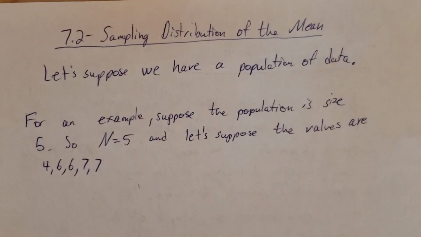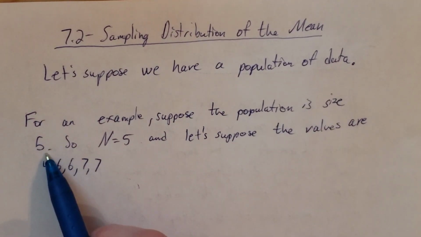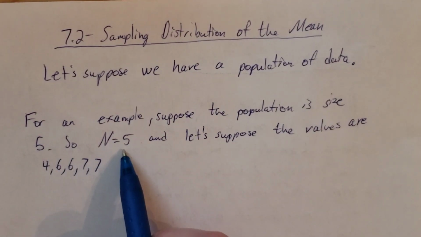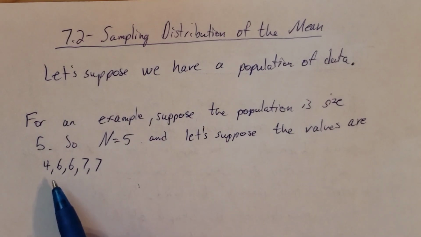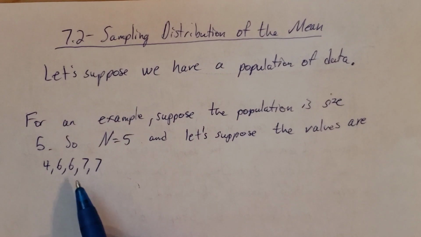In this video, we're going to be covering the sample distribution of the mean and the central limit theorem. First, we'll suppose that we have a population of data, and for an example, so we can see what's going on here, let's suppose we have a population of size 5, so our capital N is 5, and let's suppose the specific values are 4, 6, 6, 7, and 7.